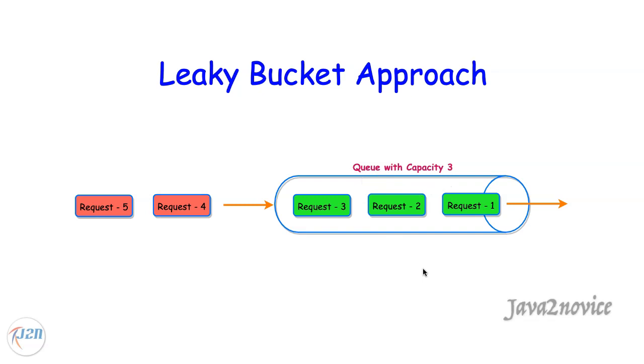Whenever a new request arrives, it will be appended to the rear of the queue until the queue is full. This is the rear of the queue. This is the front of the queue. Once the queue is full, it will start discarding requests. It will deny the user request until the queue is free again. The requests are processed at fixed time intervals in a first come first serve manner.